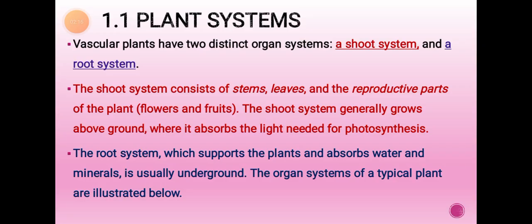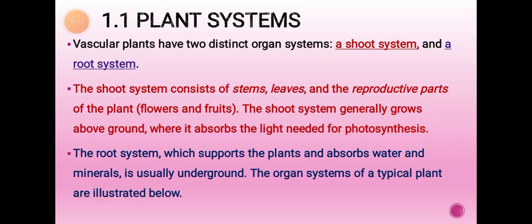The shoot system generally grows above ground, where it absorbs the light needed for photosynthesis. This is the part of the plant that grows above the ground, or basically upwards from the ground. Why is this part present above the ground? Because it takes light from the sun, which helps perform the process of photosynthesis for making food.